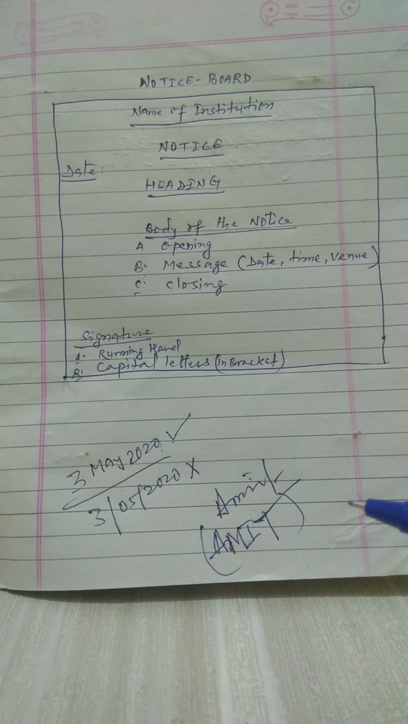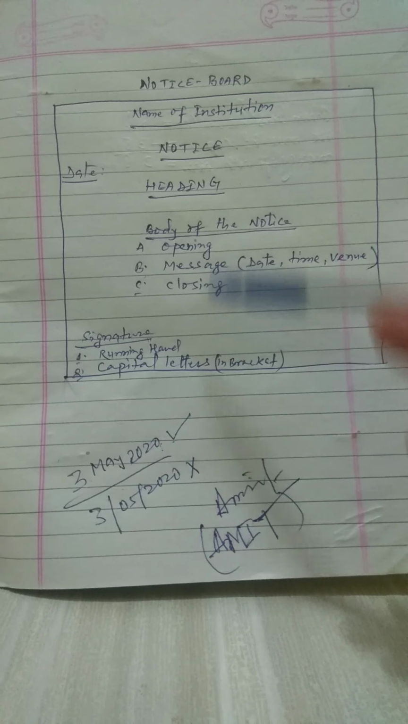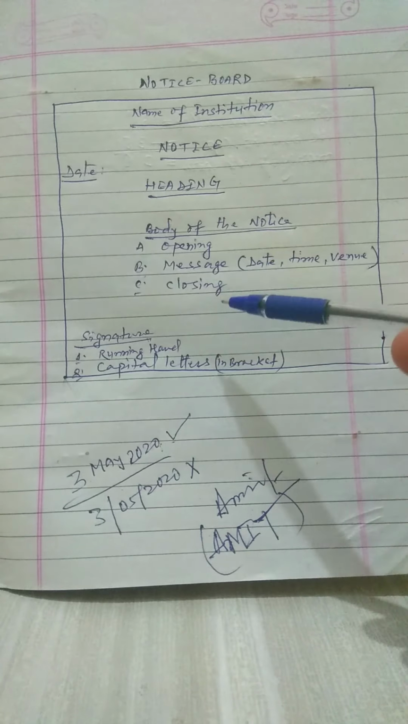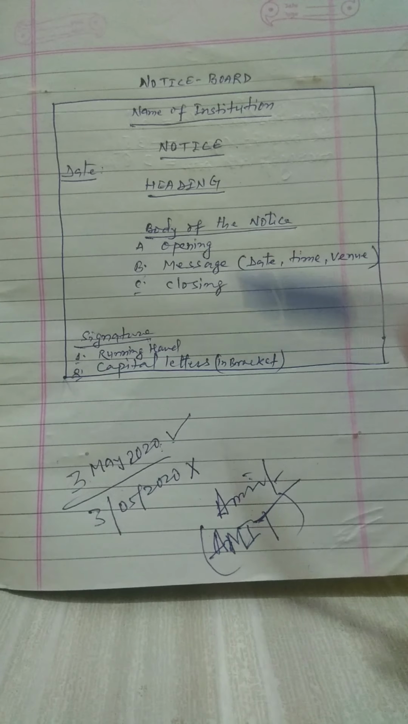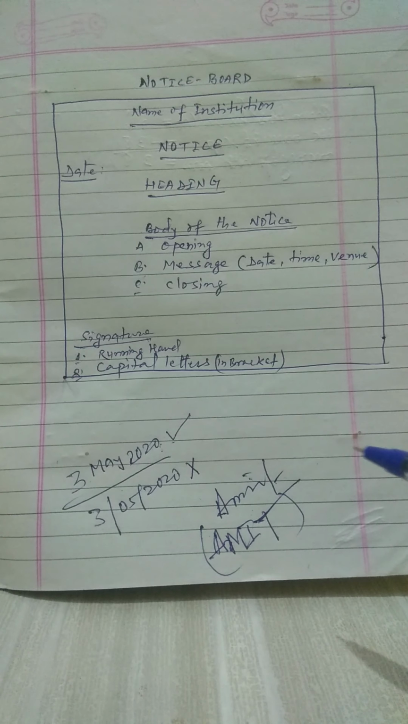This is called the body of the notice, and in this part we have three points. First is the opening, then the message, and then the closing. For the opening, as we start the notice, we write something like: this is to be notified, or it is to be informed. The language may be different, so we start the opening like this is to be noticed, or it is to be notified, in this way.